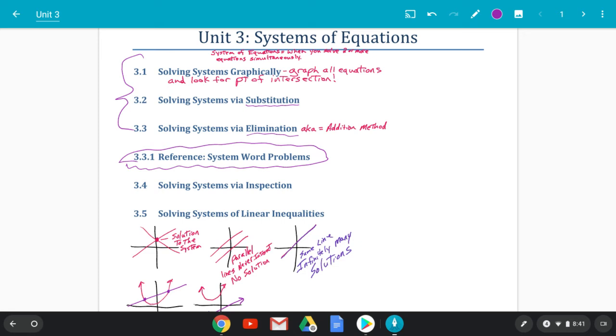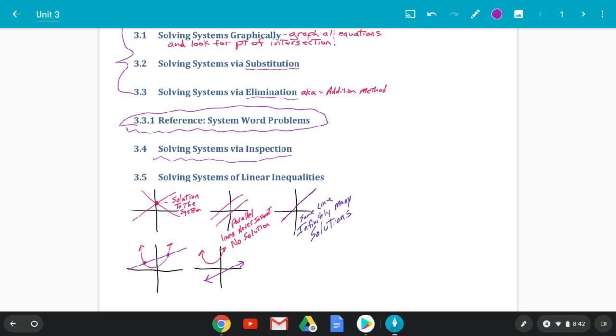Section 3.4 is systems via inspection. You're just going to be looking at these things like these cases I gave you down here. How do I know they're going to intersect? How do I know they're going to be parallel? How do I know they're going to be the same line? Well, these two in particular, if it's the same line or parallel, they will have the same slope. What's another name for slope? Rate of change. If they have the same rate of change, you know it's either going to be parallel or the same line. And that's what you'll be figuring out in section 3.4.